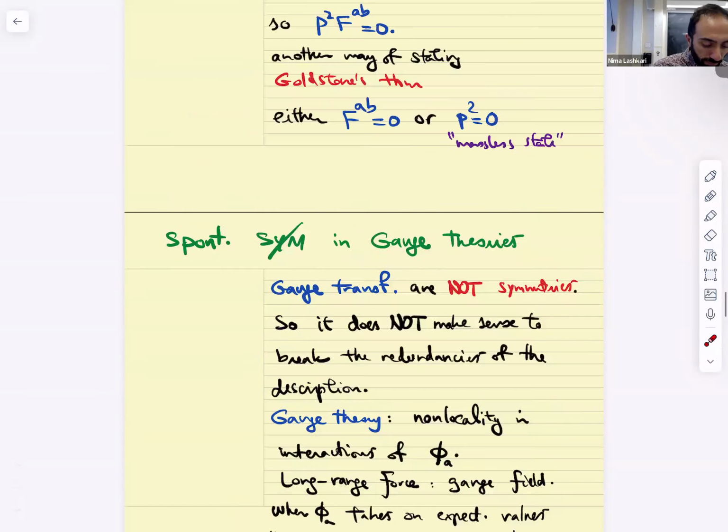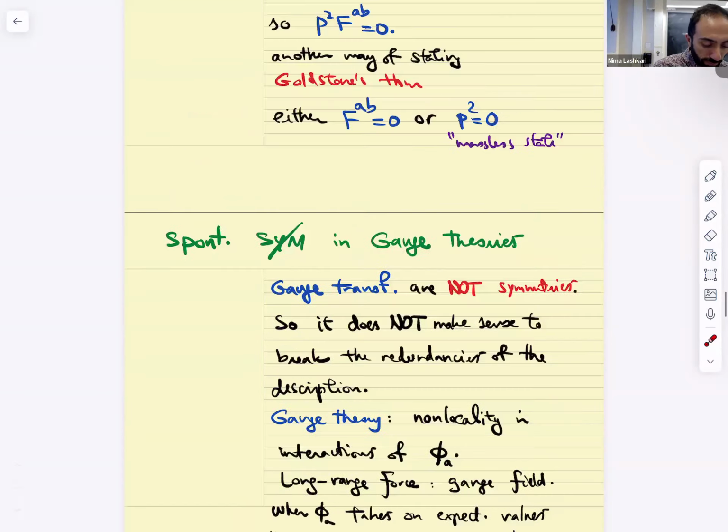Now I'll explain that point in the simplest example, the Higgs model, the Higgs mechanism. It won't be different, you'll see. So an important point: we're going to be studying spontaneous symmetry breaking. We like to study it in gauge theories because these are interesting theories in the infrared that are generally interactive. But gauge transformations are not a symmetry, so it does not make sense to break them. It does not make sense to break the redundancy of the description.